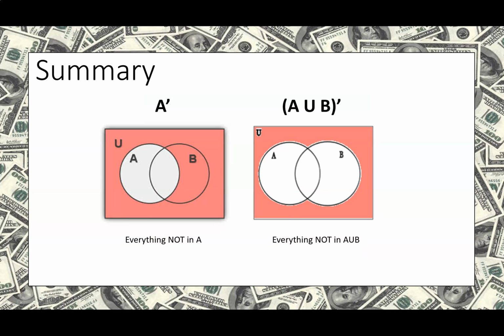All right, here's our summary. A complement is going to be everything outside A. And this one we've yet to do, but think about what A union B is. A union B is going to be everything inside A, everything inside B, and everything inside both. So the complement of that is going to be everything not in the yellow that I just shaded. So it's going to be that pink. All right, and I know these get a little bit tricky.